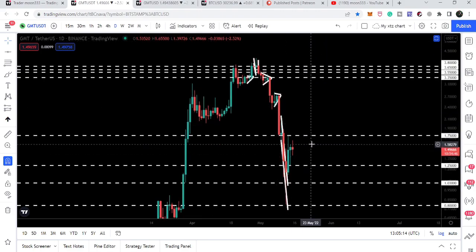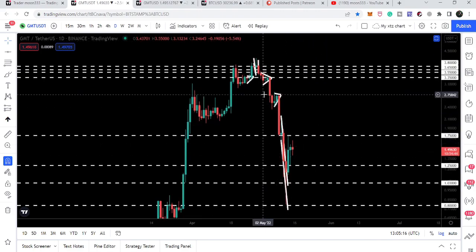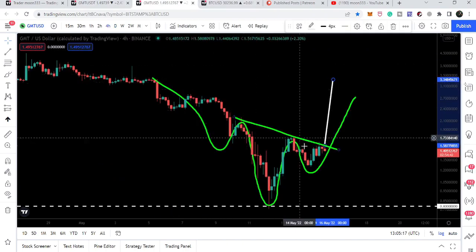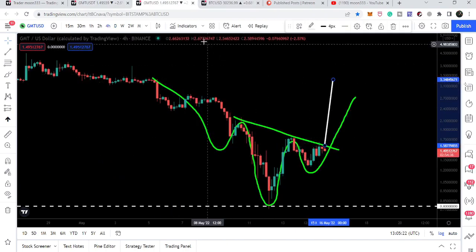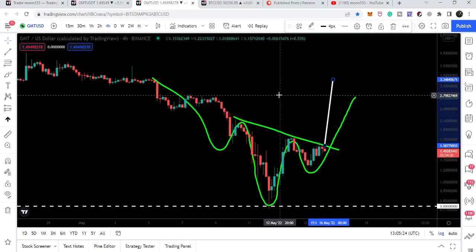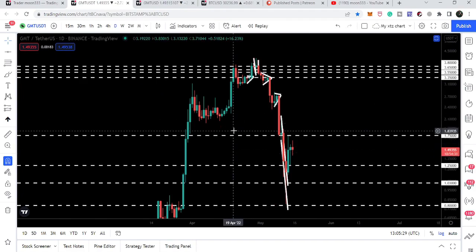And right now we are moving here, and we can expect that soon it can break out the resistance of this inverse head and shoulder pattern, but we will need the volume to confirm this breakout. Right now we are at the resistance, did not break out so far.